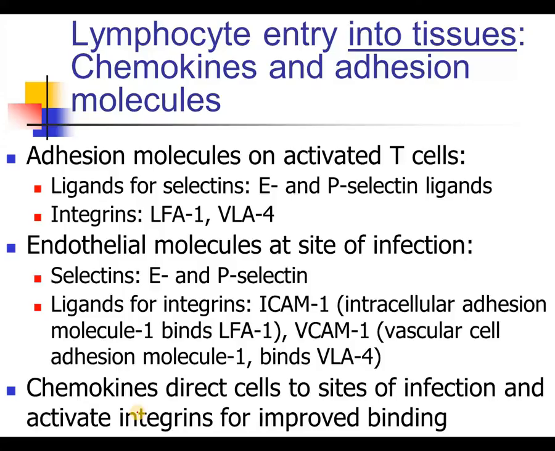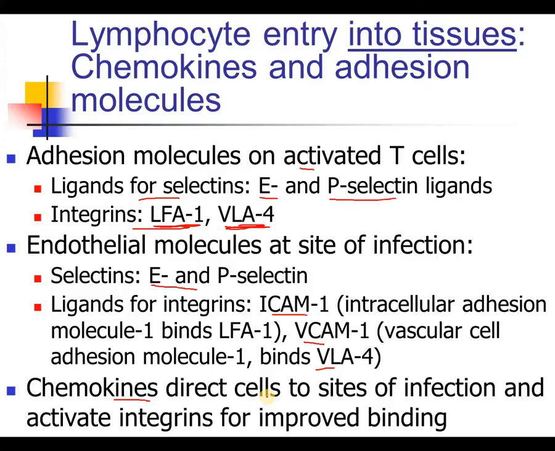So, what are some of these molecules to allow that differentiated lymphocyte to enter the tissues? Well, we have adhesion molecules on activated T cells, not a surprise. That includes ligands for selectins like E and P selectin ligands. It includes integrins again, LFA1 happens to be one of them, VLA4 is another one, it's a new one. And then, of course, you need corresponding molecules on the endothelium at the site of the infection. E and P selectin is there, you've heard this before. Ligands for integrins like ICAM1 again. VCAM is what binds VLA4. And so we have the appropriate molecules interacting at the site of the infection.